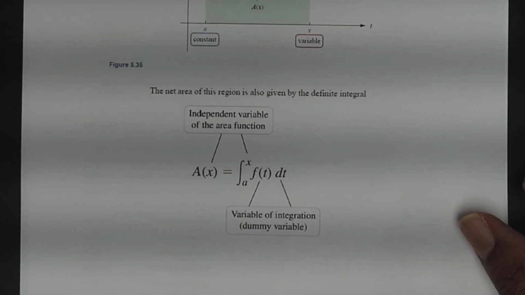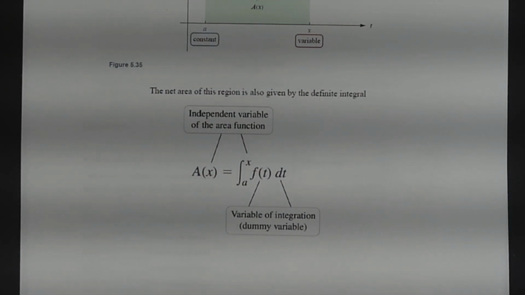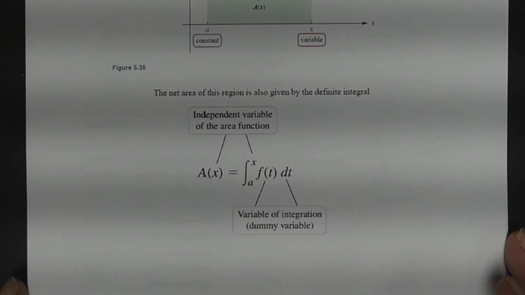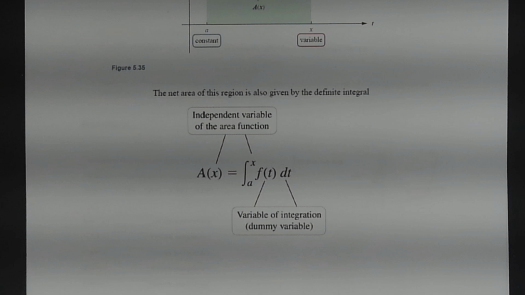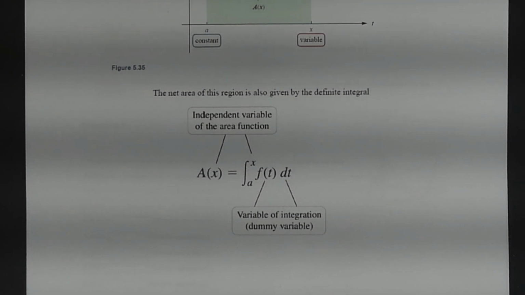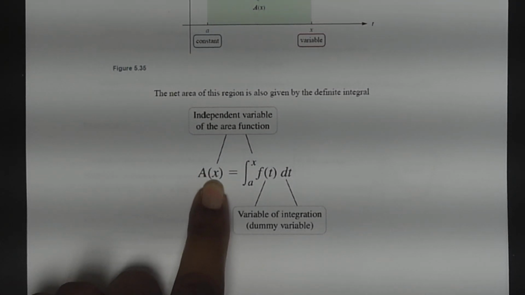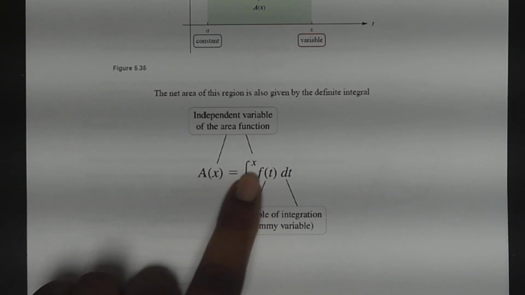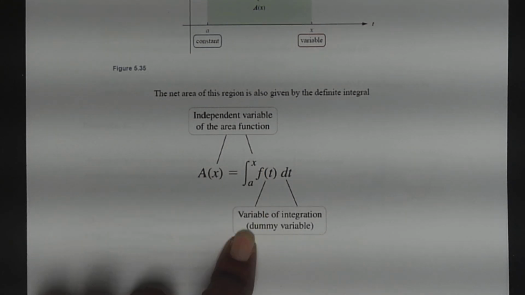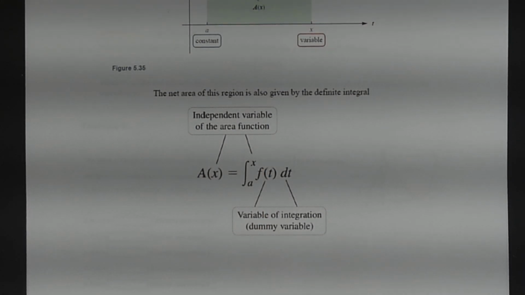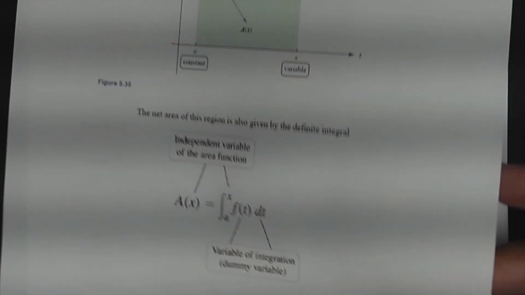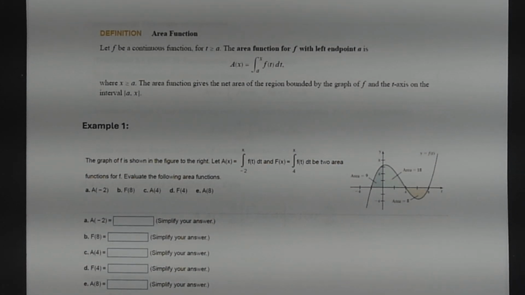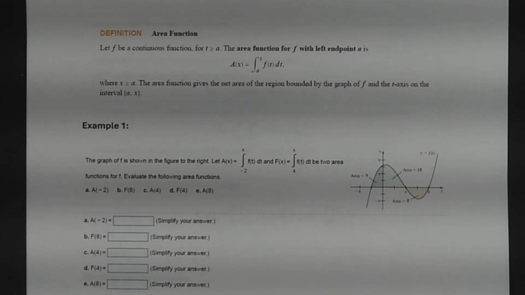Now the net area of this region is also given by this definite integral. A of x is equal to the integral from a to x of f of t dt. So you can see here the x is the independent variable of the area function. And also your t is going to be your variable of integration, or sometimes it's called the dummy variable.